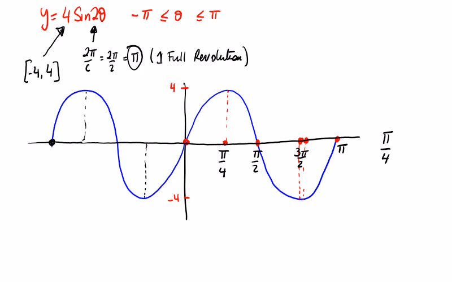I'll do black dots this time. 1, 2, 3, and 4. So we have minus pi over 4, minus pi over 2, minus 3 pi over 4, and minus pi. So this is the graph of 4 sine 2 theta.